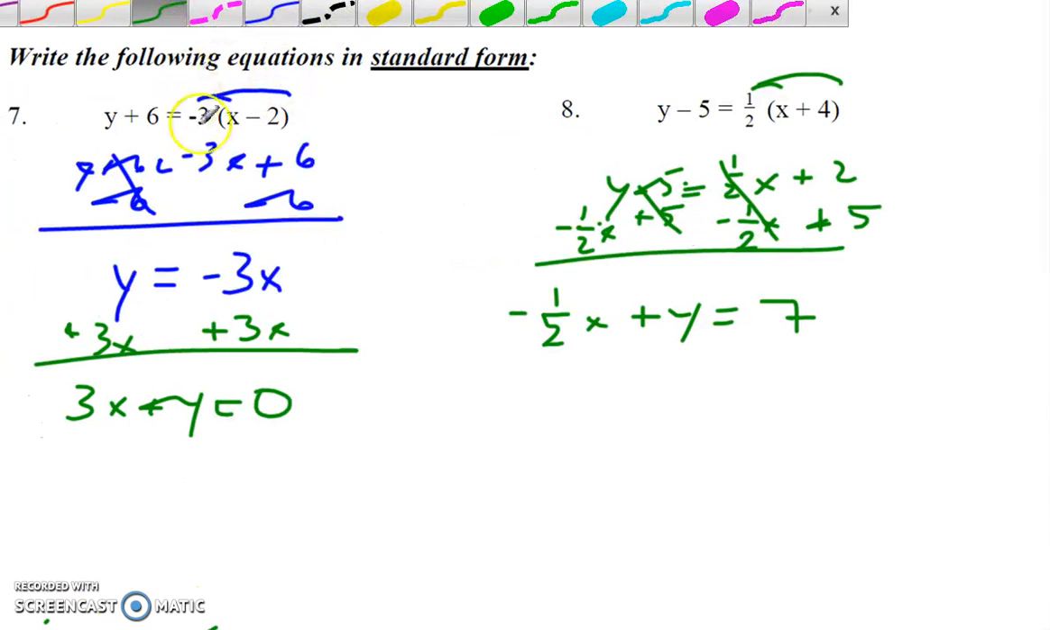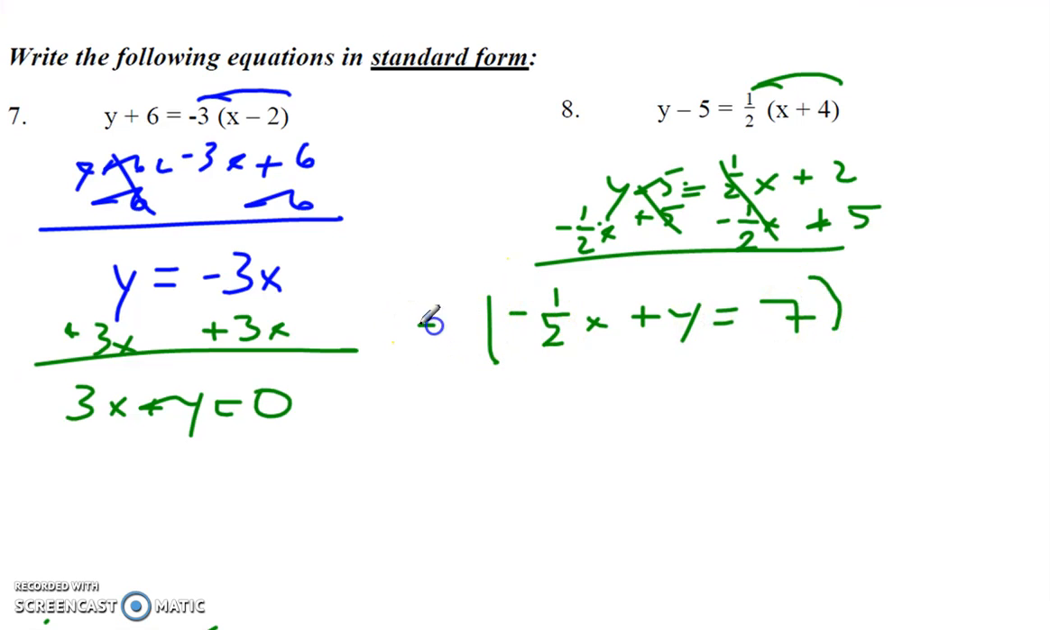Alright, and then we want to make sure that our first term is positive, so we need to get rid of the negative. Also, we can't have fractions in standard form, so we need to get rid of the denominator. So we're going to multiply the entire expression by negative 2, because I want to cancel out the negative and the denominator here. So that gives me 1x. Negative 2 times y gives me negative 2y. And negative 2 times 7 gives me negative 14.